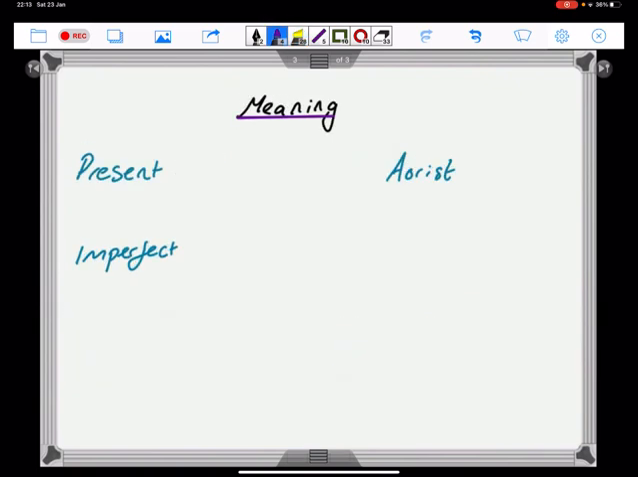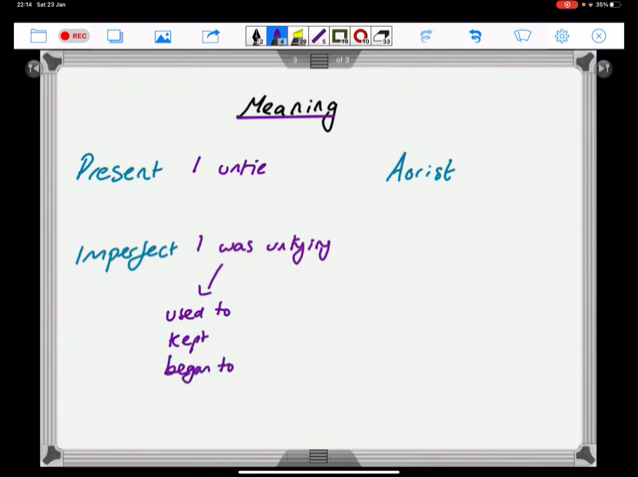In terms of meaning, present I untie, imperfect I was untying, or used to, kept, began to, anything that is iterative. The aorist I untied, anything that is simple in the past. So your imperfect is the past continuous, your aorist is the past simple. It is not I have untied.